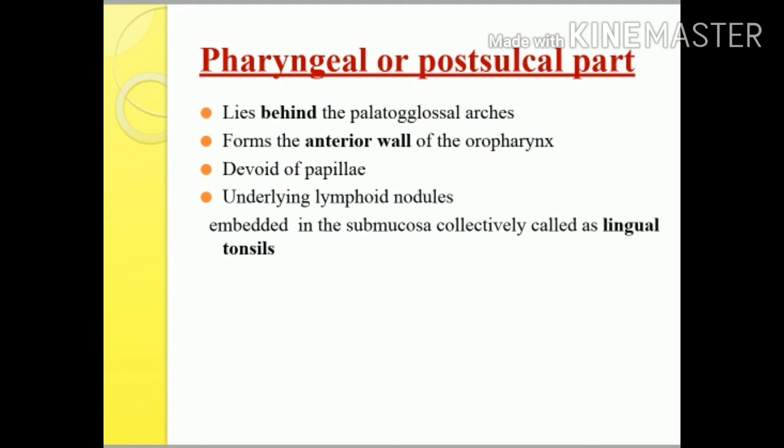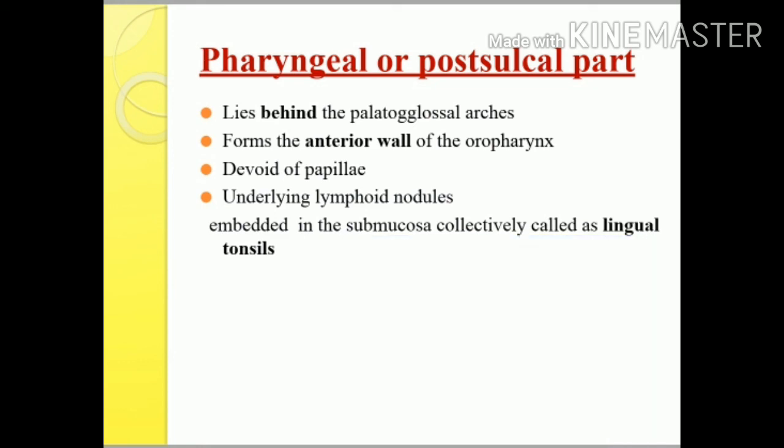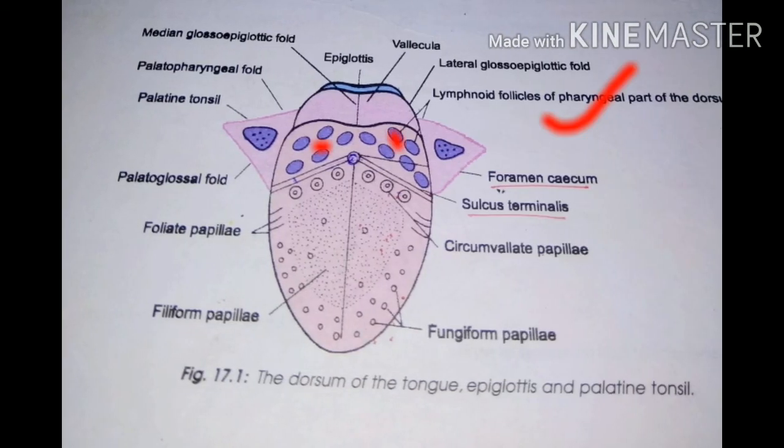Then the pharyngeal or post-sulcal part, that is behind the sulcus terminalis, lies behind the palatoglossal arches and forms the anterior wall of the oropharynx. This part is devoid of papillae but has many lymphoid follicles that collectively constitute the lingual tonsils. These blue-colored parts behind the sulcus terminalis are lymphoid follicles, and together they are called the lingual tonsil. This is all about the external features of the tongue.